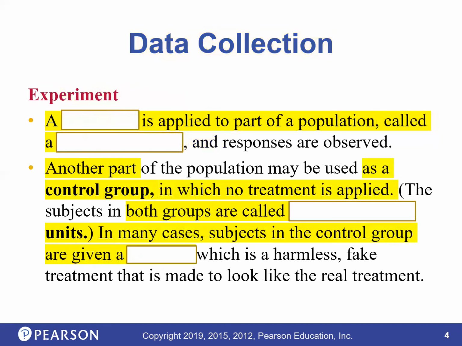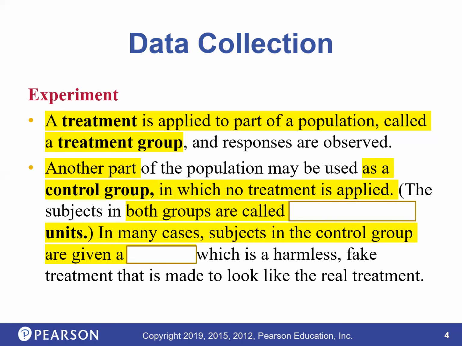Bam. Next is now the experiment. This is when you actually set up stuff. You make an environment where certain things happen. So an experiment is a treatment applied to part of the population. That treatment is called the treatment group. Hey, good names, good labels. And then you see the responses that have been observed.